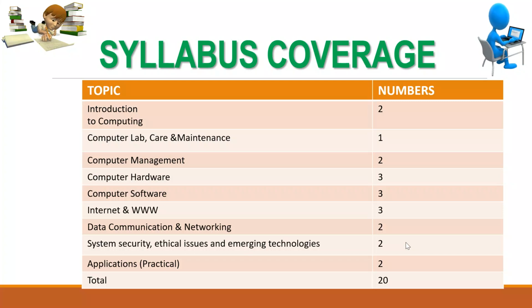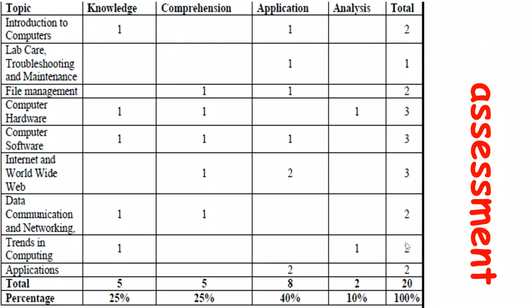Then that part of applications or the practical part, there are 2 questions in theory. Total 20 numbers. So as these questions are set, we set them according to Bloom's taxonomy of setting questions. So you will find that we shall have the topic and where it belongs. For example, under Introduction to Computing, you will find 1 question on knowledge. You will find 1 question on application. Total 2.